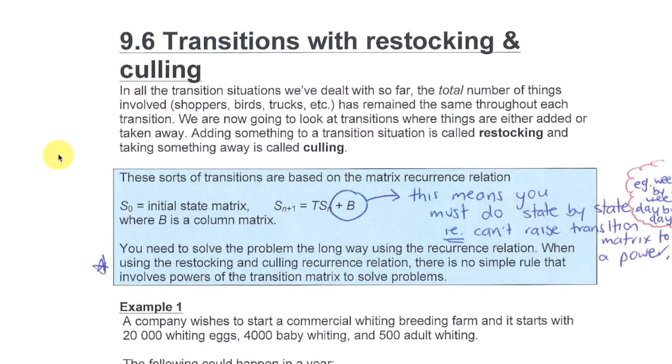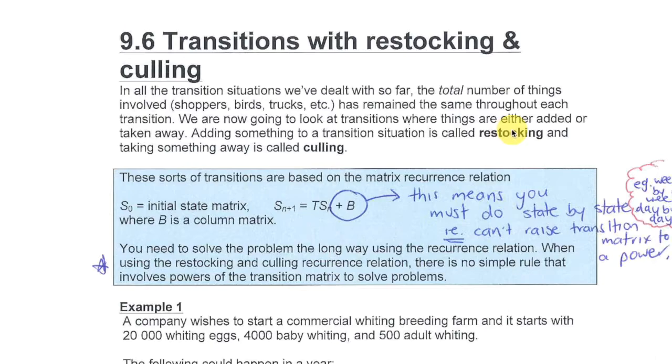So section 9.6 transitions with restocking and culling. I think this first paragraph does a really good job of explaining what this is all about, and then I'll speak about the example. In all the transition situations we've dealt with so far, the total number of things involved, shoppers, birds, trucks, etc., has remained the same throughout each transition. We're now going to look at a transition where things are either added or taken away. When we add something to the situation, it's called restocking, and when we're taking away something, it's called culling.